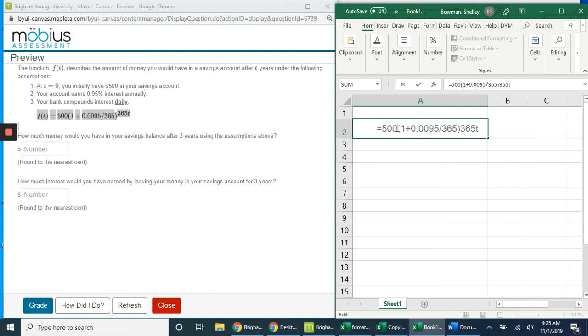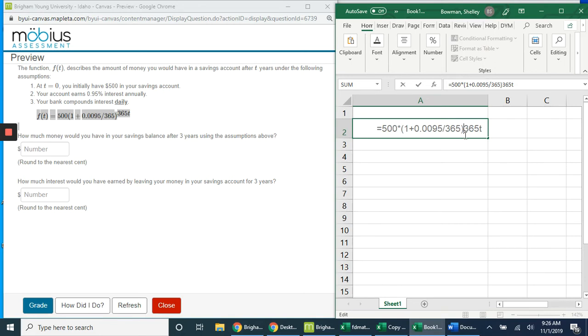The first thing I know, right here, Excel doesn't know what to do between those two, so you need to let it know that it needs to multiply. So equals 500 times this quantity, 1 plus 0.0095 divided by 365. So far everything's looking good. Excel knows what to do.